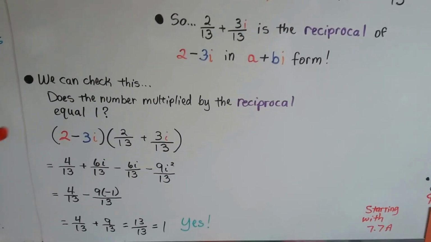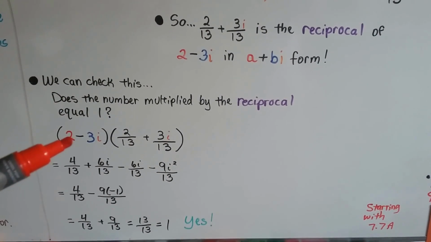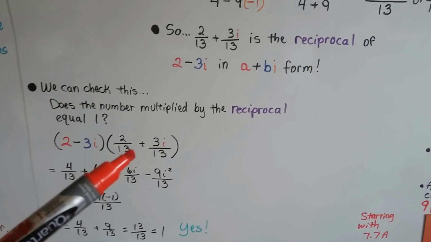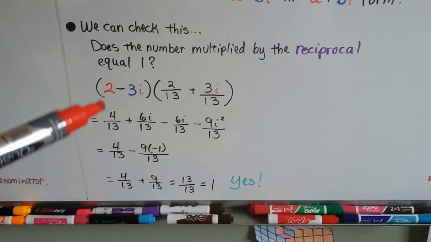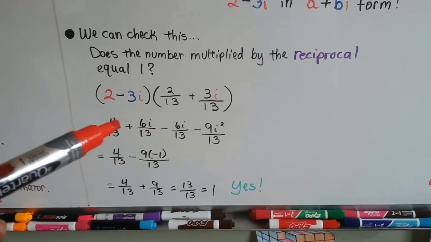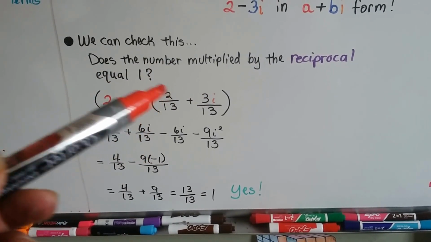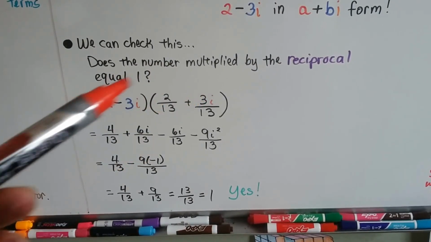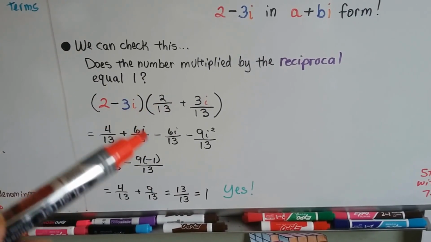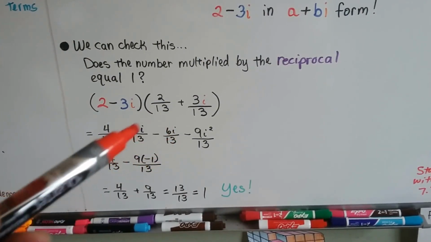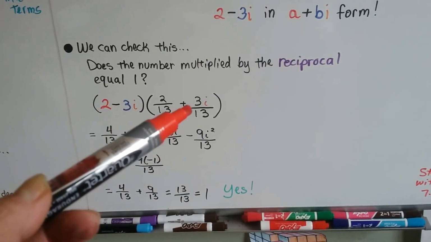And we can check this. We just ask, does the number multiplied by the reciprocal equal a 1? Well, here's 2 minus 3i. We multiply it by what we got, this 2 thirteenths plus 3i thirteenths, and we get 4 thirteenths plus 6i thirteenths. Now we have a minus 6i thirteenths, and these are going to cancel out as an additive inverse, zero pair, right? Then we have negative 3i over here.